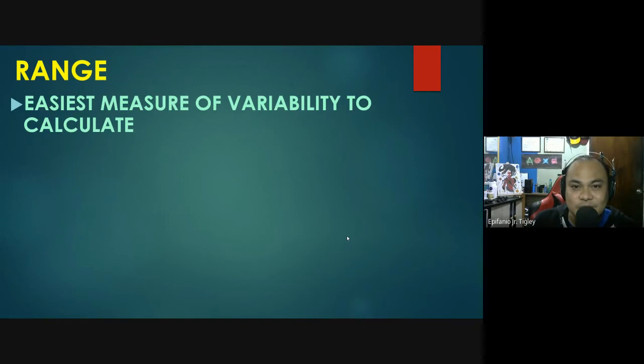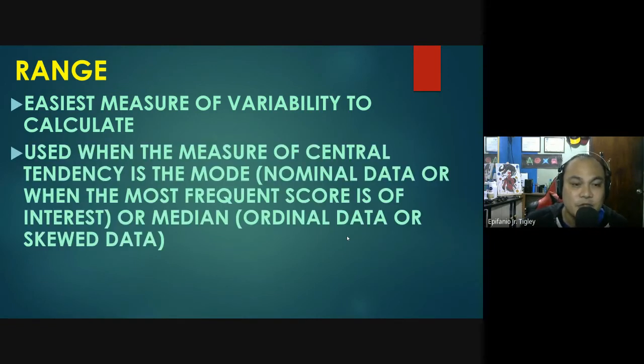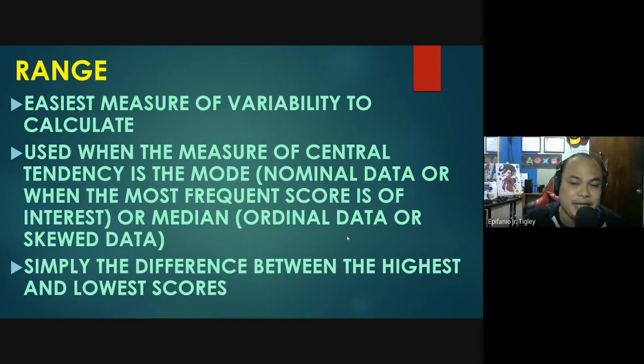Easiest to compute. Later on, you'll know why it is the easiest to compute. It is used when the measure of central tendency is the mode, that's among nominal data, or the median, which is for ordinal data. Simply, this is now our formula: the difference between the highest and the lowest scores.